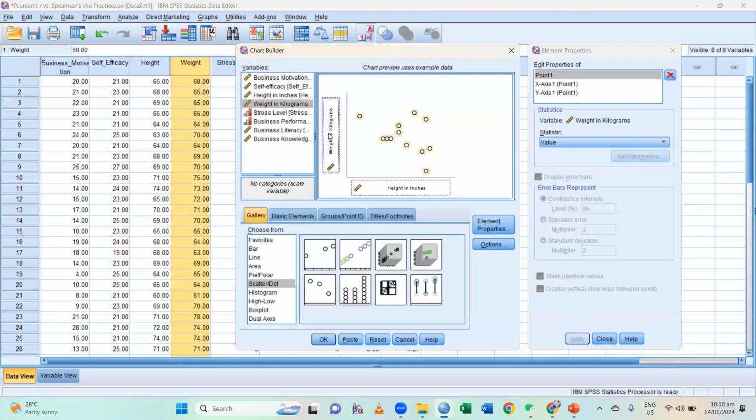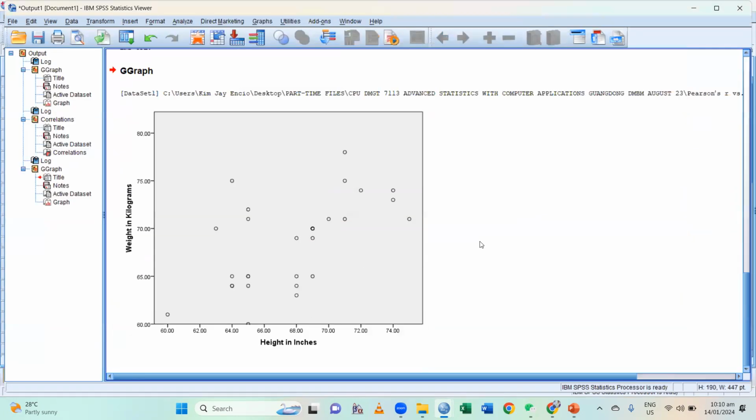Take note, you could actually have them reversed, okay? But in some instances where there is an independent variable and a dependent variable, the independent variable is usually placed on the x-axis, or the horizontal, and on the y-axis you place the dependent variable, if there is indeed a true independent and dependent variable. Now, still scatter plot, then click OK. And this is how the scatter plot looks like.